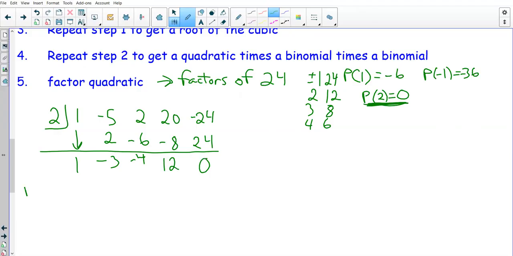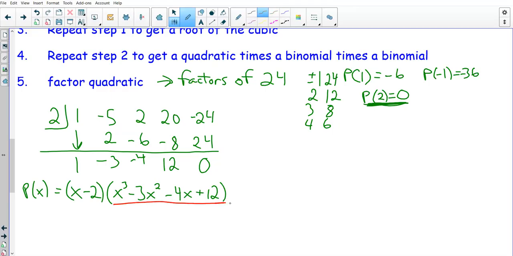So now I have p of x is equal to x minus 2 times x cubed minus 3x squared minus 4x plus 12. Okay, now I care about the cubic. I need to factor the cubic. I don't need to try 1 and -1 because 1 and -1 weren't factors of the quartic, so they're not going to be factors of the cubic, right? I'm going to find all the zeros here.